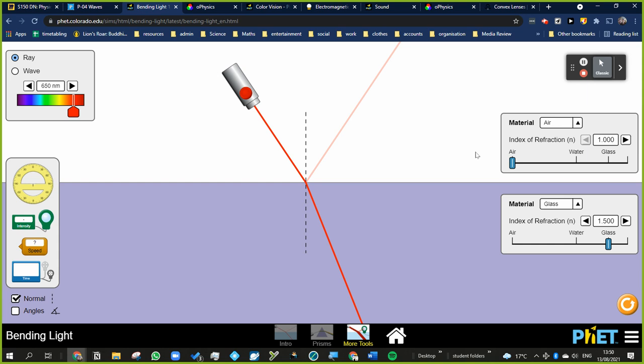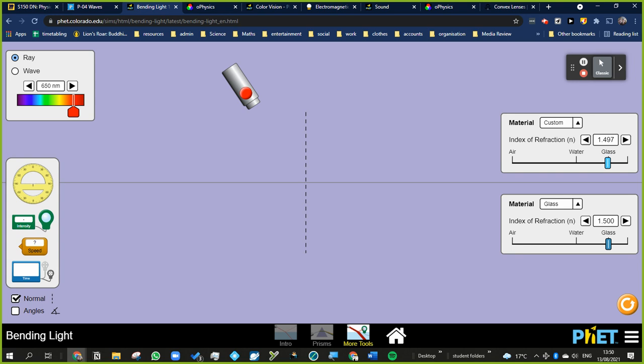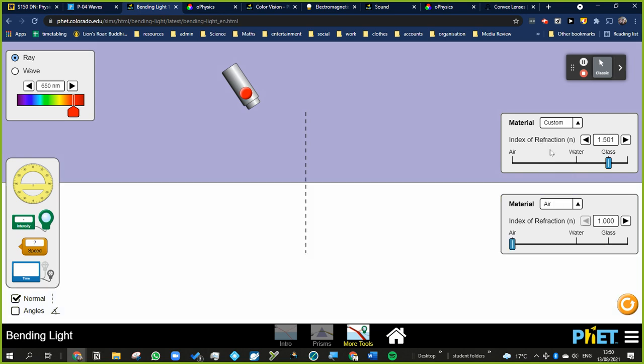So if I turn this off, you can actually change this to go from glass to air instead of air to glass. I can just adjust it up here as well. So it can go through air and it can go through glass, and that's obviously how we can see through windows, but we can still see our reflection in the windows.